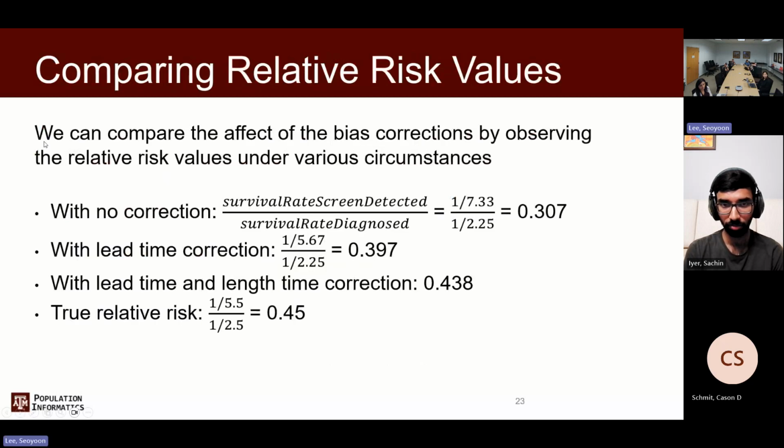So if we compare the relative risk values for all the different scenarios that we've observed today, with no correction, with the 7.33 and 2.25 values, we get a relative risk of 0.307, which is very far off of the true relative risk, which you can see down here is 0.45. When we take the lead time correction out, the lead time value of 1.67, we get a relative risk of 0.397, which is much closer to 0.45. And then when you take both out, you get 0.438, which is even closer still.